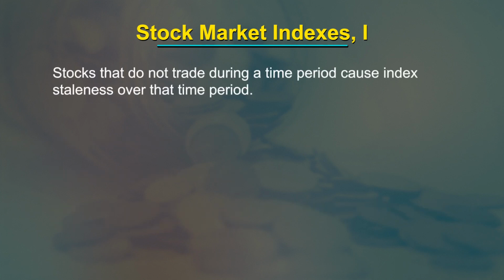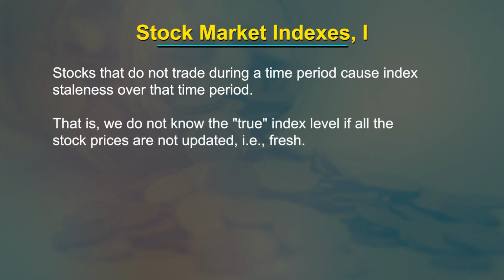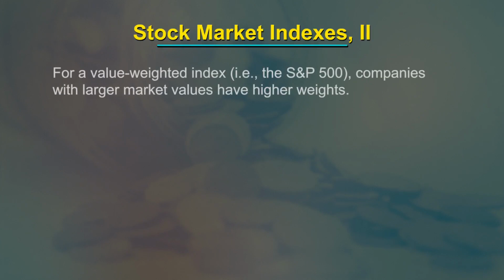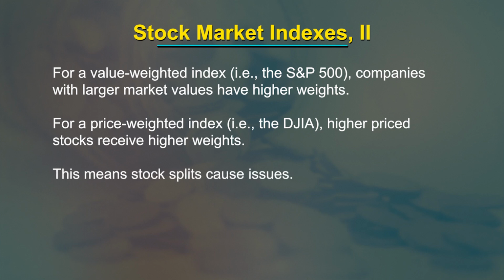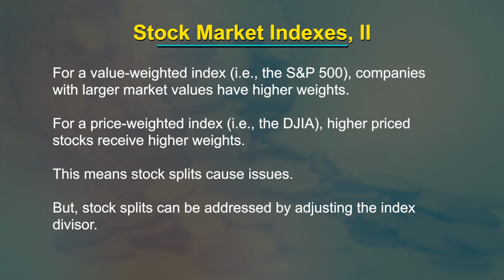Stocks that do not trade during a time period cause index staleness over that time period. That is, we do not know the true index level if all the stock prices are not updated, that is, if they are not freshened. Now, for a value-weighted index like the S&P 500, companies with larger market values will usually have larger weights. While for a price-weighted index like the Dow, high-priced stocks receive higher weights. This means stock splits cause issues, but stock splits can be addressed by adjusting the index divisor and so on.